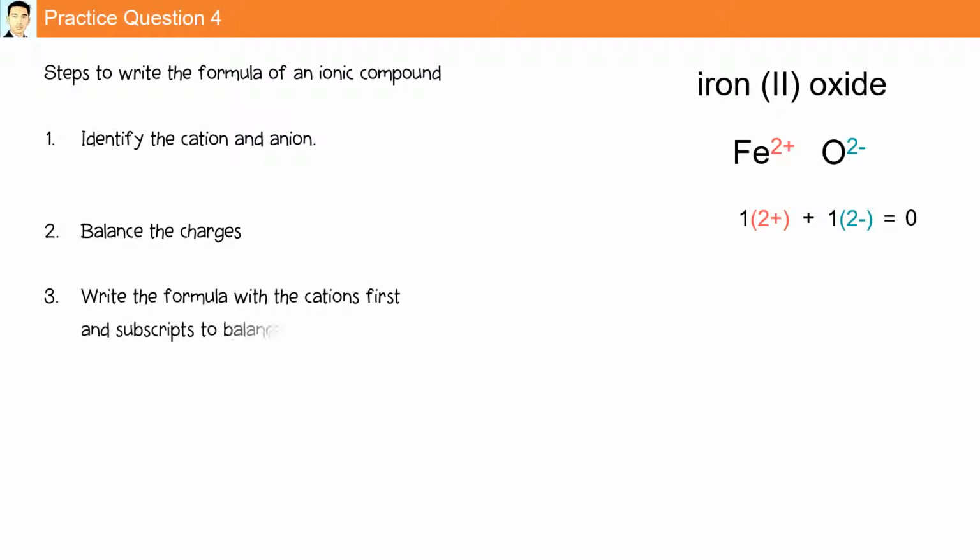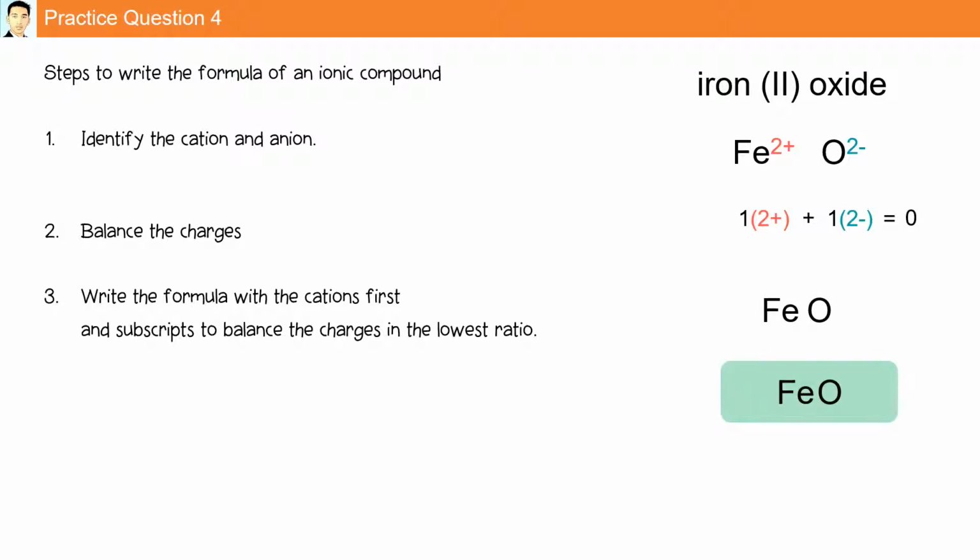Next, we write the formula with the cations first and the subscripts to balance the charges in the lowest ratio. Here we have Fe and O. Our final formula is FeO.